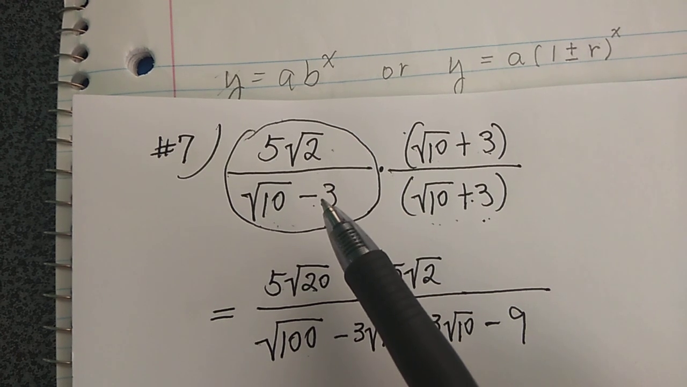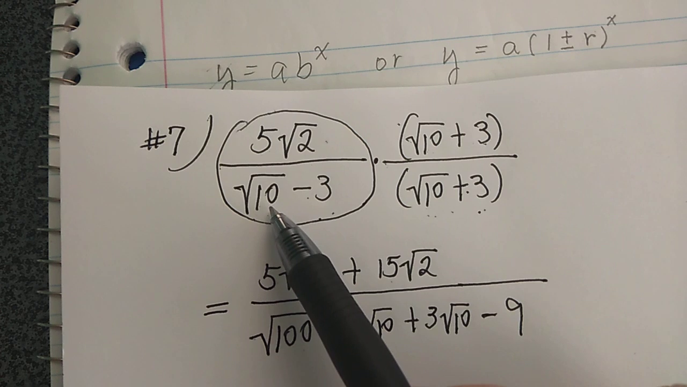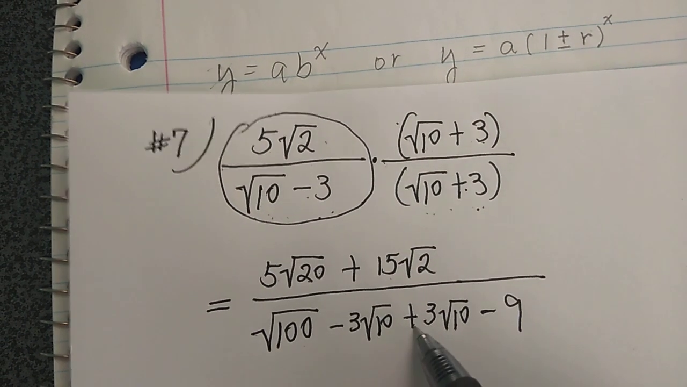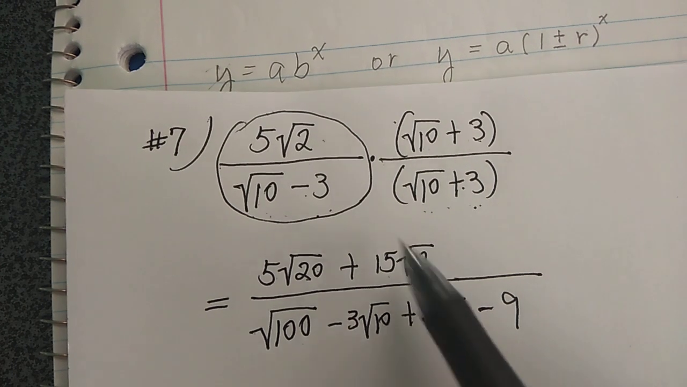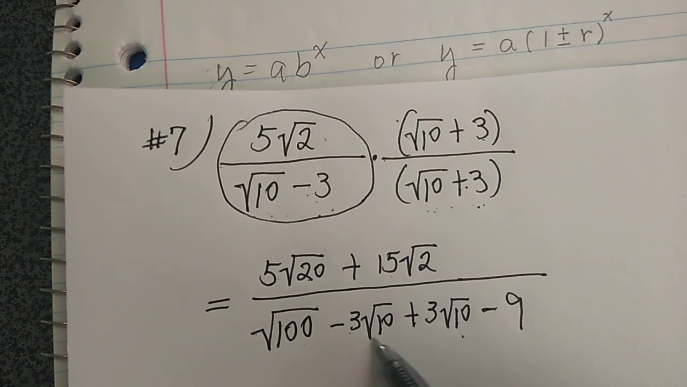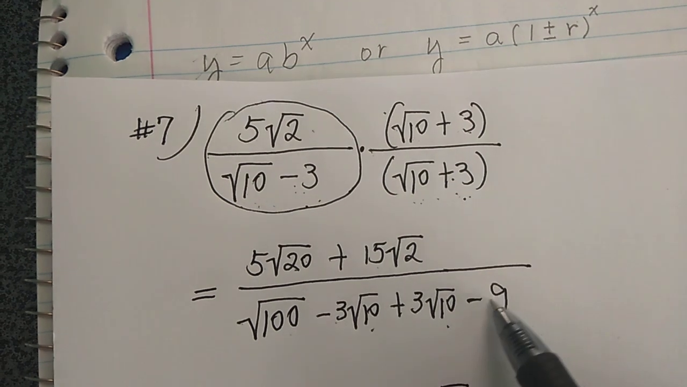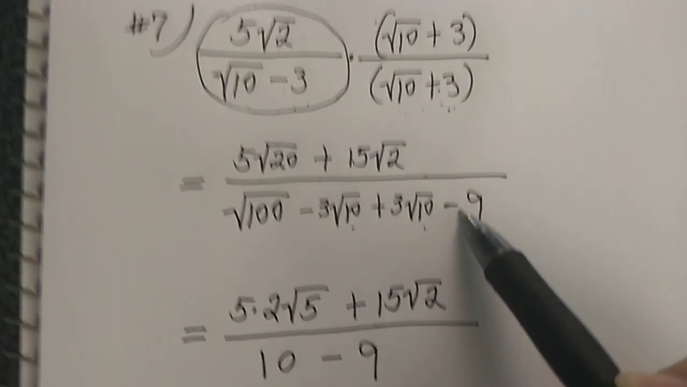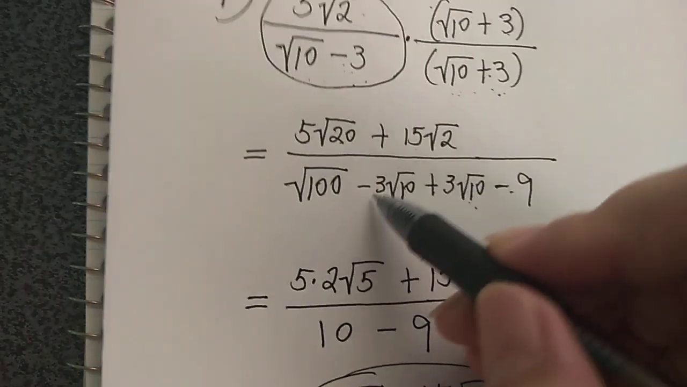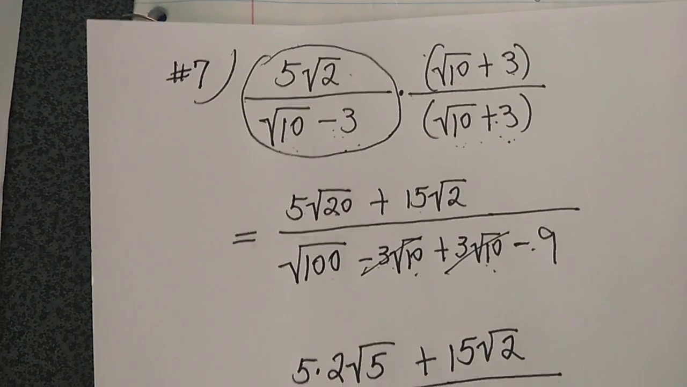And then FOIL. So the O gives you outside. So you take radical 10 times positive 3, and that gives you 3 radical 10. And then on the inside, you have negative 3 times radical 10, so you have negative 3 radical 10. And then negative 3 times positive 3 gives you negative 9. Now you can see that these two terms can cancel out, okay? This is a negative, this is a positive, they're equivalent, they cancel each other out.